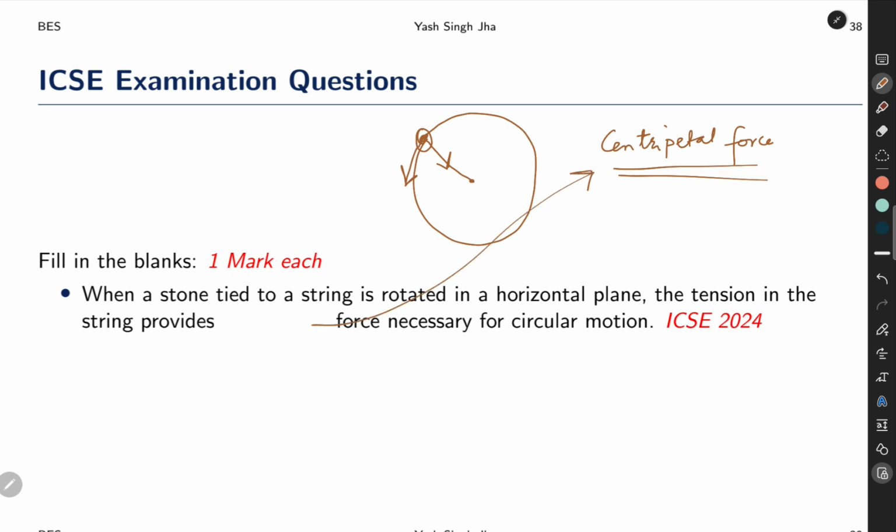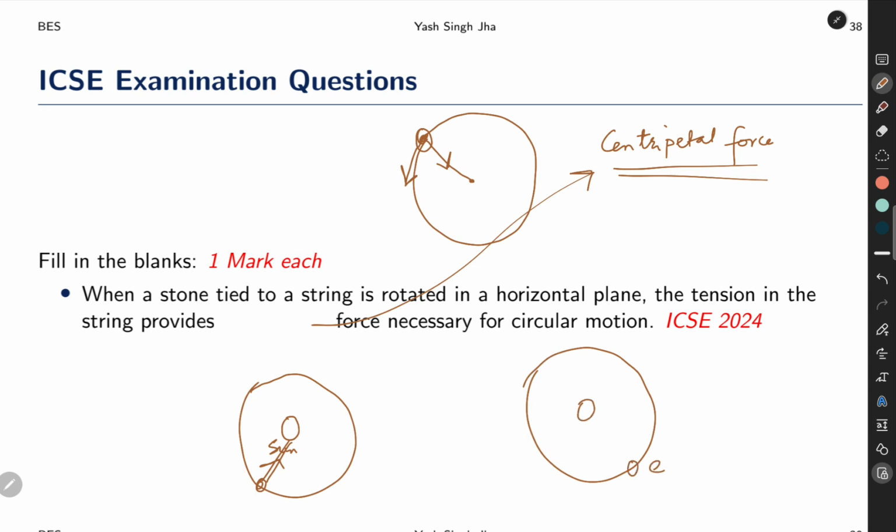Similar examples can be the earth going around the sun. If this is the sun and this is the earth, the centripetal force is provided by the gravitational force of attraction between the sun and the earth. One more example can be a hydrogen atom. So there is a proton, a nucleus, and the electron. The electron goes around the nucleus, and the necessary centripetal force is provided by the electrostatic force of attraction between the proton, the nucleus, and the electron.